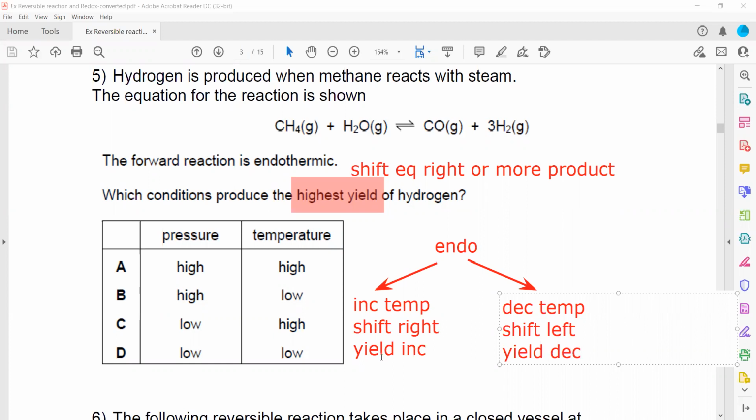So first, because it's an endothermic reaction, we want to increase the yield. So what should the temperature be? Temperature should be high, or an increase in temperature. So either A will be the answer or C.